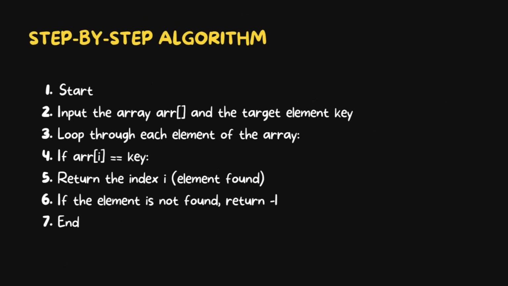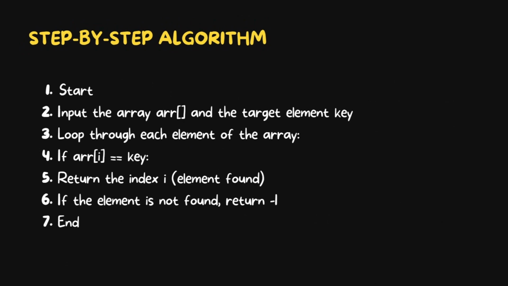Now, let's break down the algorithm step by step. First, we begin the search process. Then, we will input the array and target element. Then, we loop through each element of the array and we compare the current element with the target. That is the fourth step.